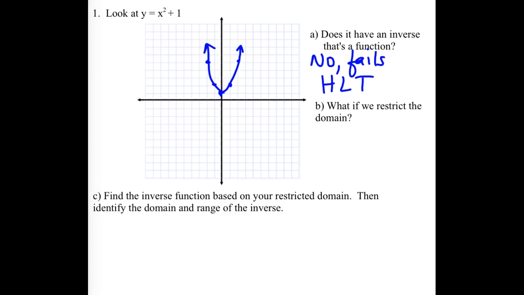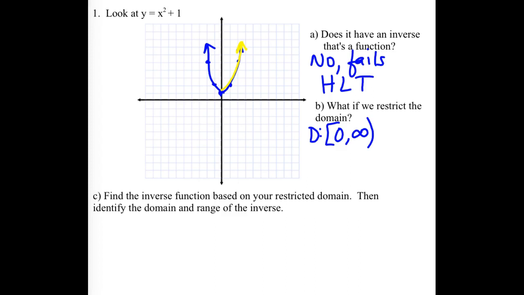So I'm going to ask you, what happens if I set my domain to be 0 to infinity? If I only want to use x's that are 0 to infinity, then I'm only looking at this part of my graph, correct? Would that yellow piece pass a horizontal test if I just had the yellow part? Okay, so I can force the inverse to be a function if I just use part of the parabola.